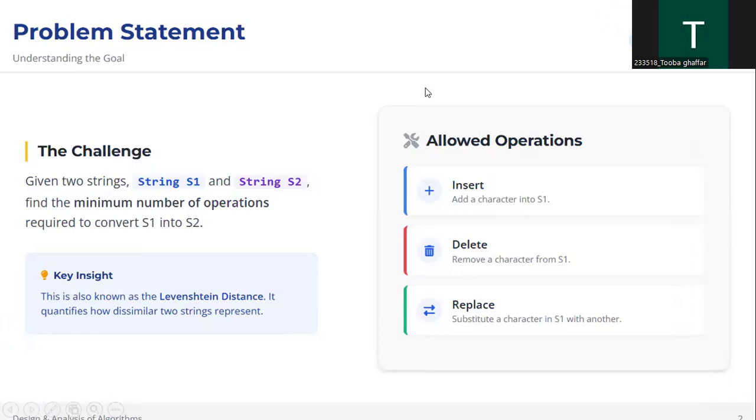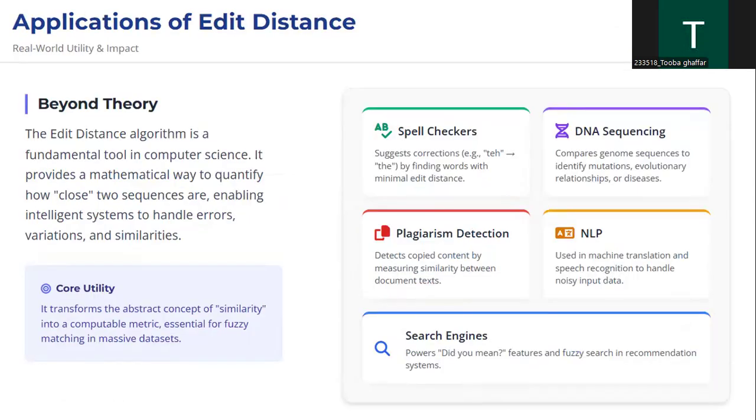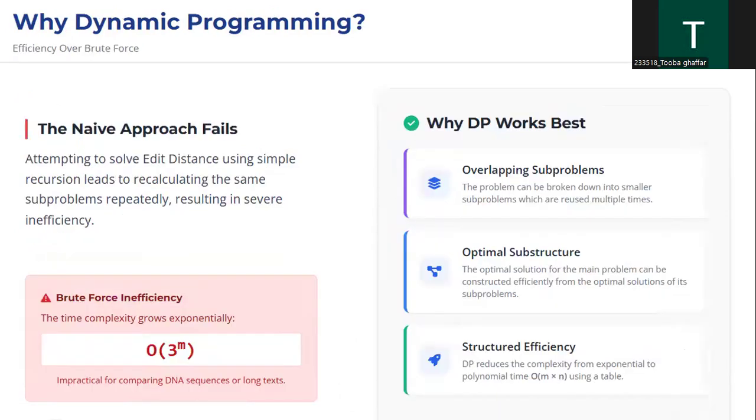So, what is the Edit Distance algorithm? It calculates the minimum number of operations required to convert one string into another. If we have two strings, we can perform the following operations to convert it into the other string. We can insert any character into string 1, we can delete any character from string 1, and we can replace any character. Here are some applications of the edit distance problem: spell checkers, DNA, plagiarism detection, NLP, and search engines.